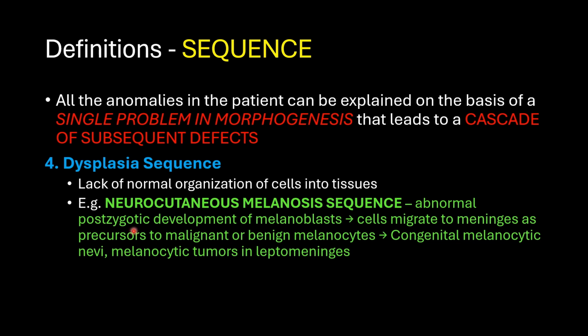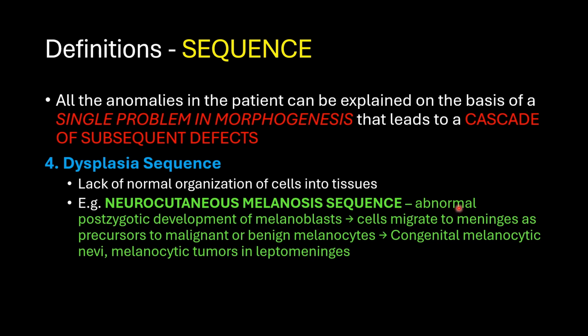There is abnormal post-zygotic development of melanoblasts. So melanoblasts develop abnormally. Due to abnormal development of melanoblasts, the cells migrate to the meninges as precursors to malignant or benign melanocytes. These malignant or benign melanocytes lead to formation of congenital melanocytic nevi and melanocytic tumors in the leptomeninges. So what is the initial problem?